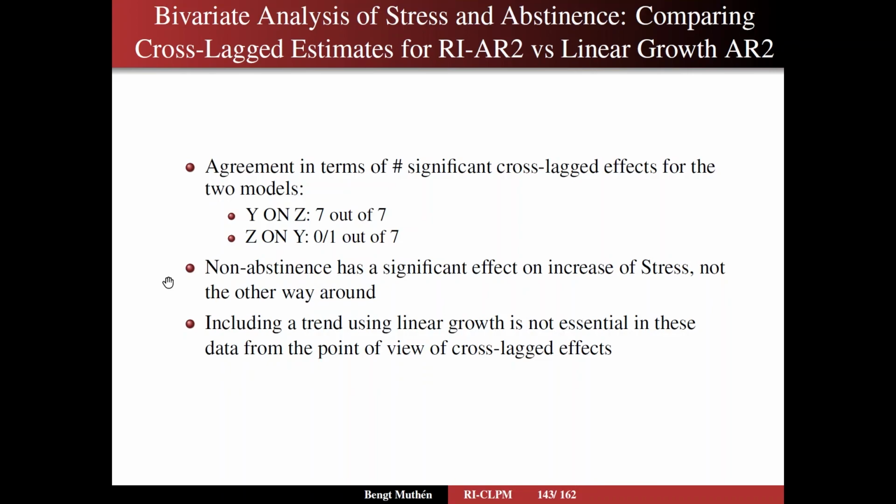Those findings agree largely with those we had on slide 133, using the 2-part model for the 5-category alcohol risk variable, especially in terms of the Y on the ordinal part of Z. So here we conclude that including a trend using linear growth is not essential in these data from the point of view of cross-lagged effects. But it's something that's worth checking in your data sets. This may be specific to the features of these data.